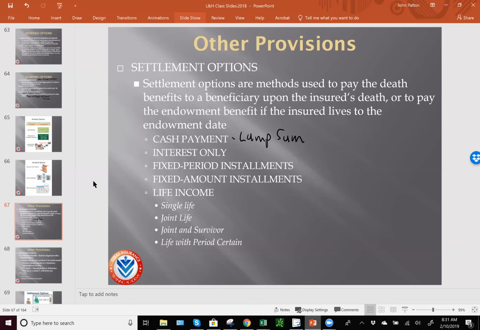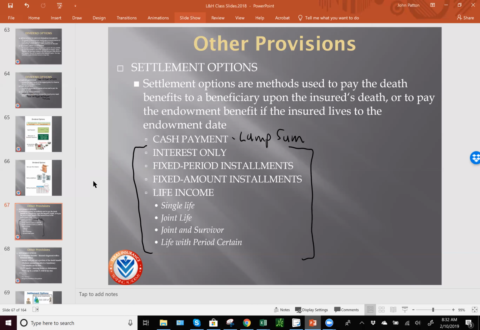If the death benefit is paid out in a lump sum, the death benefit is tax-free to a beneficiary. Now, if they choose any of the other methods for the payout of the death benefit, then there will be interest attached. Okay, so the death benefit would not be taxable, but the interest would be taxable.